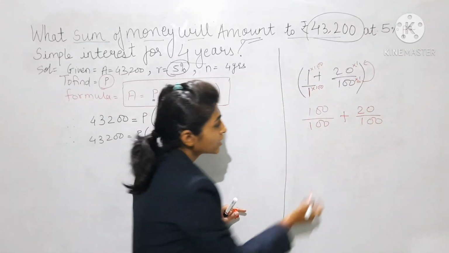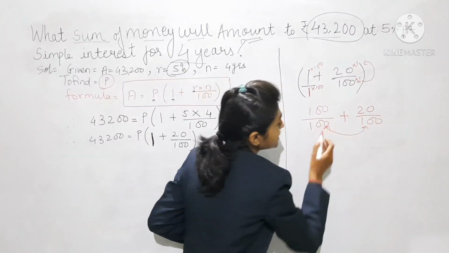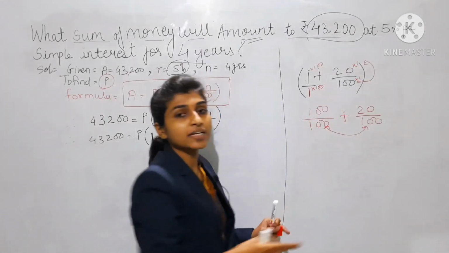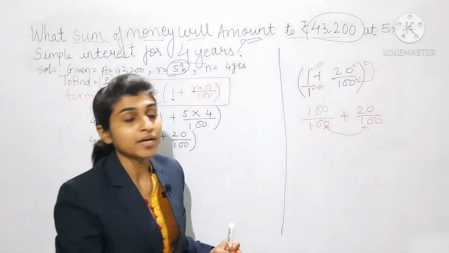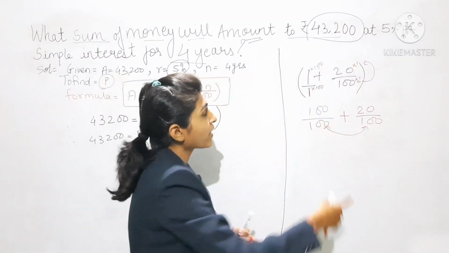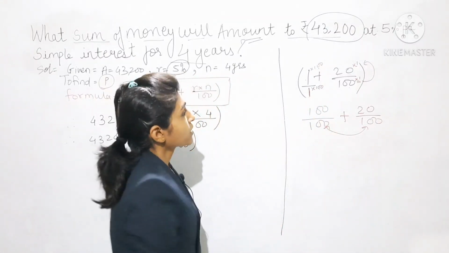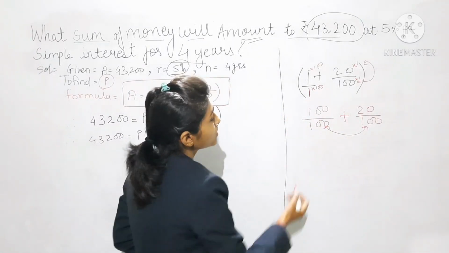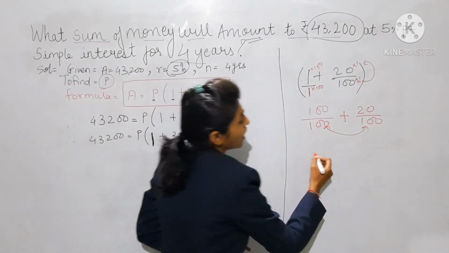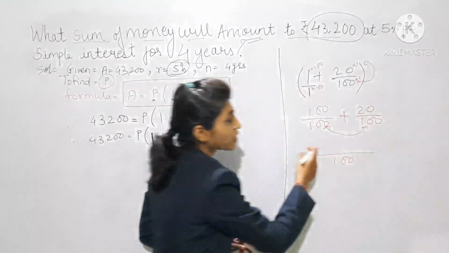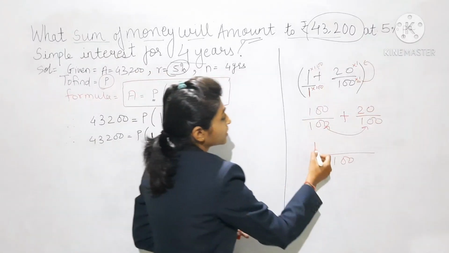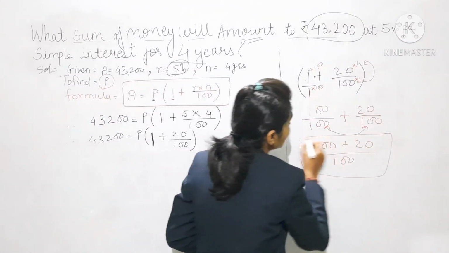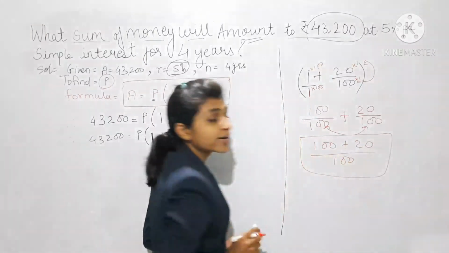Now you can see here both the denominators are the same. This method you can say is like finding the LCM also. You have to make the denominator the same. You can do it by this method and you can do it by the LCM method also. Both the denominators are the same, so I am going to take 100 as common. Then 100 as it is plus 20. I have got 100 plus 20 divided by 100.